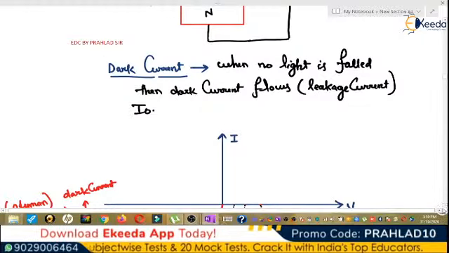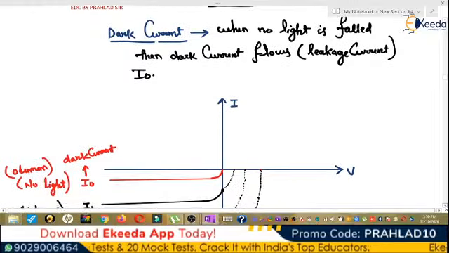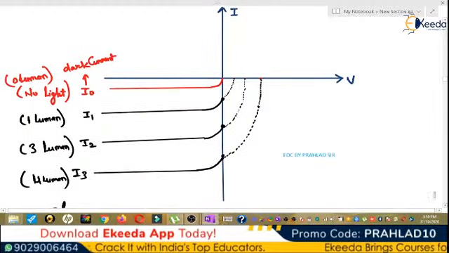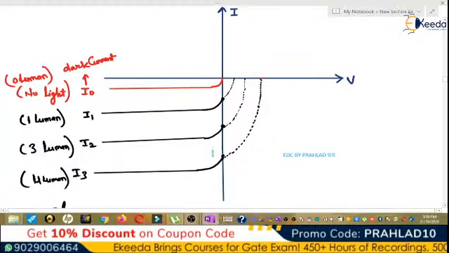Dark current is the current when no light is present. So this is the voltage and this is the current. Then this is the dark current, and then 1 lumen, 3 lumen. When light intensity increases, then current increases.